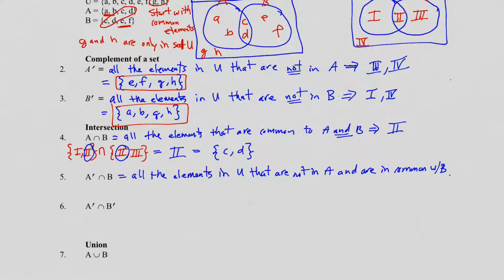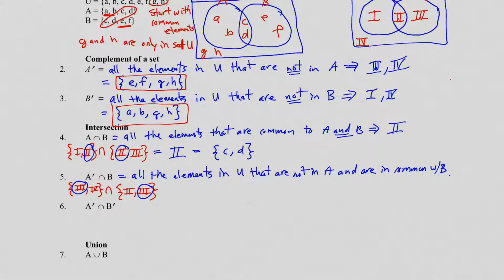So we're going to take a look at the complement of A. The complement of A, we already said the regions not in A is region 3 and region 4. Okay. And then we're going to go ahead and list region B, which we already know is 2 and 3. And so we're looking for what they have in common. So if you look, they both have region 3 in common.